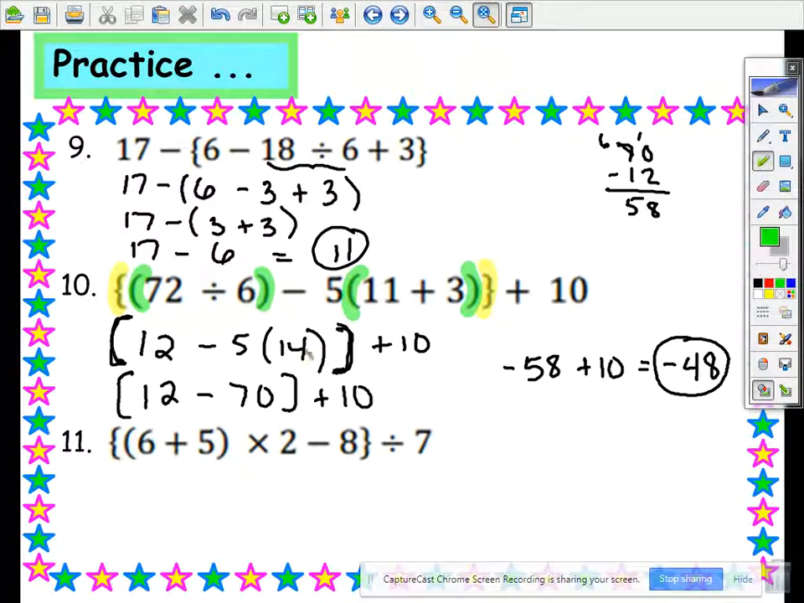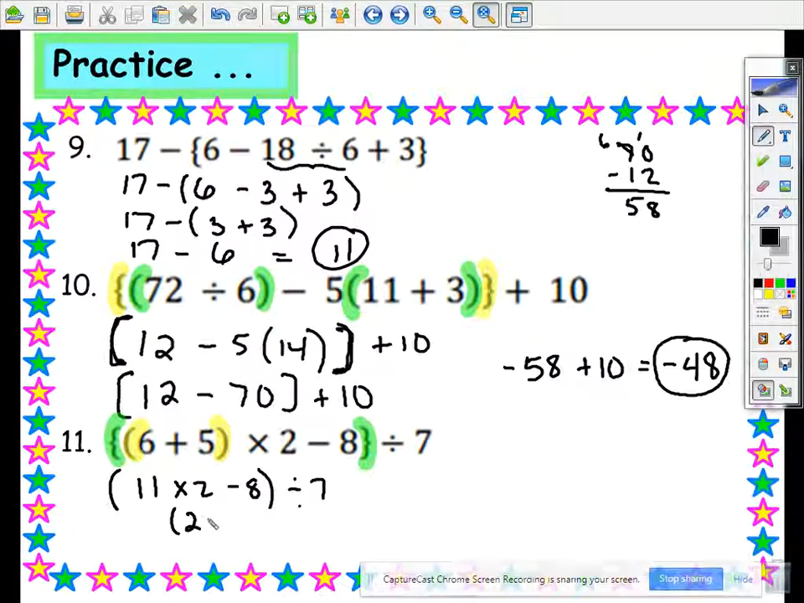Last but not least, we have these outer brackets here, and we have inner ones right here. So we're going to do the innermost first. 6 plus 5 is 11. And now we have times 2 minus 8, and that's all divided by 7. We are still working within grouping symbols. We see multiply should come first, so that's 22 minus 8, and we have divided by 7.